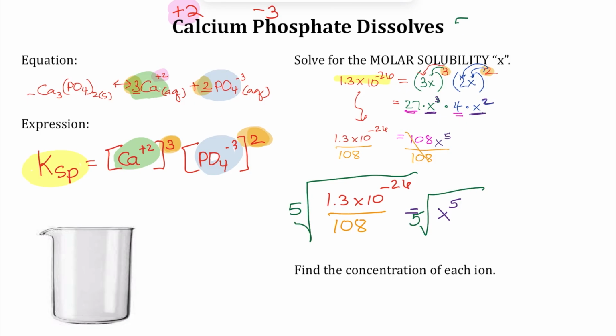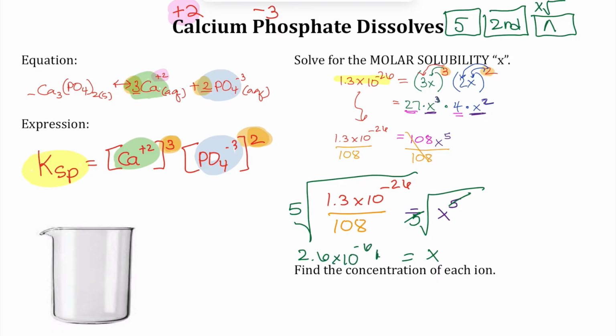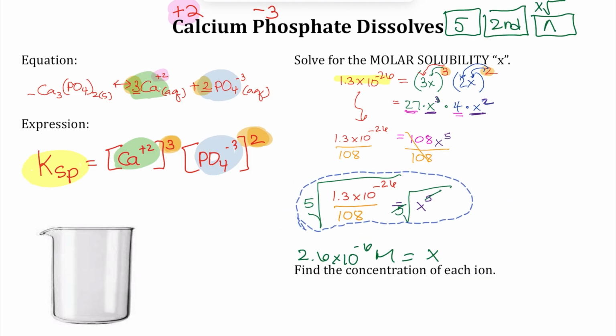Again, on the calculator, you're going to put a 5, second, and then the caret button has the x root above it. And then we're going to type in these numbers. We need to make sure that with scientific notation, you're using your E button or putting parentheses up here. And that gives us x by itself. And so then x is, I'm going to do 2 sig figs because of that 1.3, 2.6 times 10 to the negative 6 molar. And that's the molar solubility.